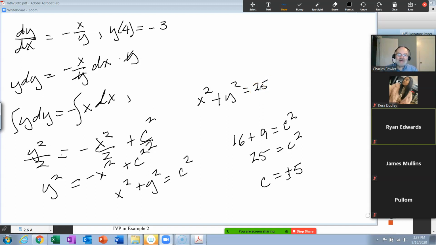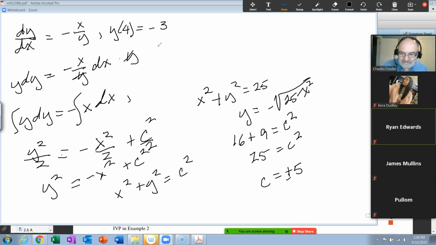However, that's not a function. What you want your function to be is y is equal to, remember, plus or minus the square root of 25 minus x squared, but we want it to be the minus square root of 25 minus x squared. That's where the plus or minus goes. It basically lives there. And we want the minus because when x is 4, you want this to be a minus 3. And that is indeed what you would get.